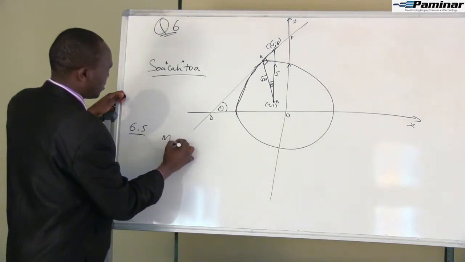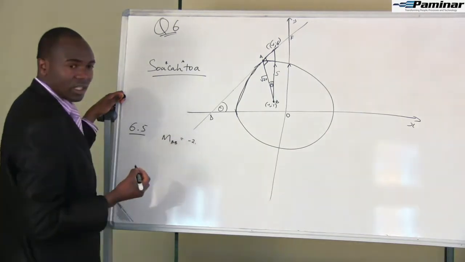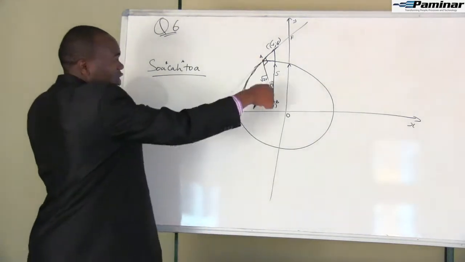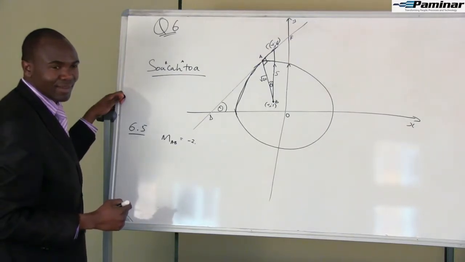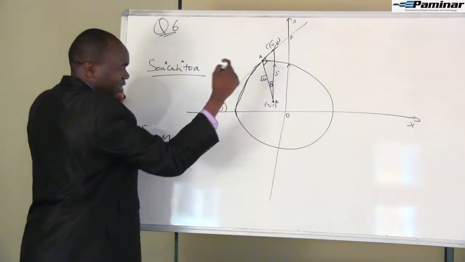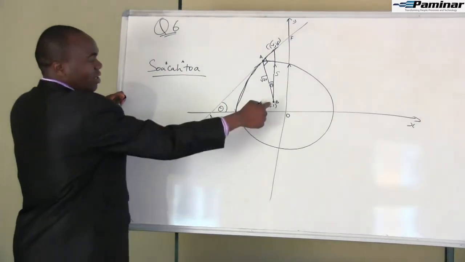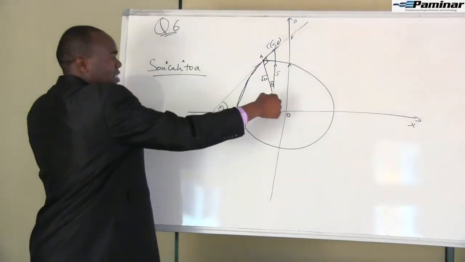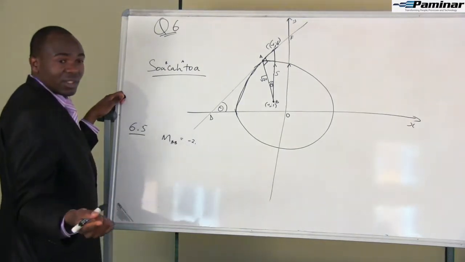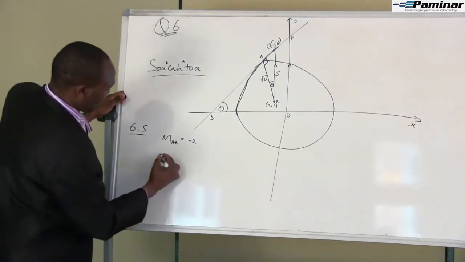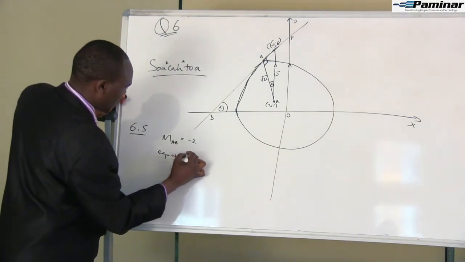Gradient of AB is called what? -2. Now, what is the equation of this line AB? Remember the gradient, and it's passing through this point. What is the equation of this line that passes through this point with the given gradient? You can make the equation of that line, right? Remember the equation of a line? Let me just write it for you. Equation of a line.